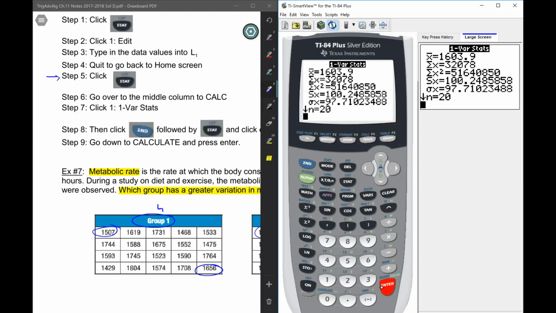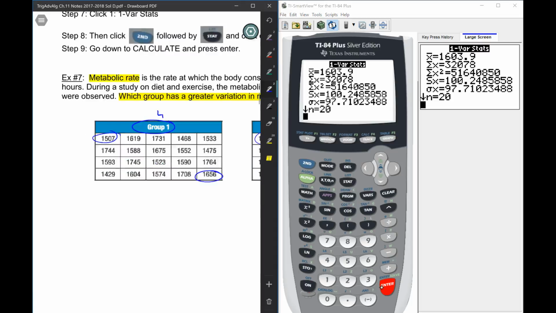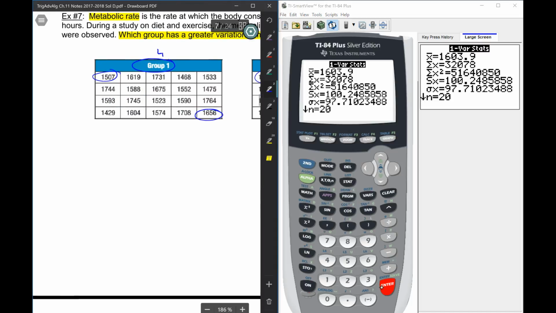This is everything. You have X bar, you have sigma, you have everything. So here's what we're going to do. We're going to write down the mean, X bar, 1603.9. Now, I want the median.